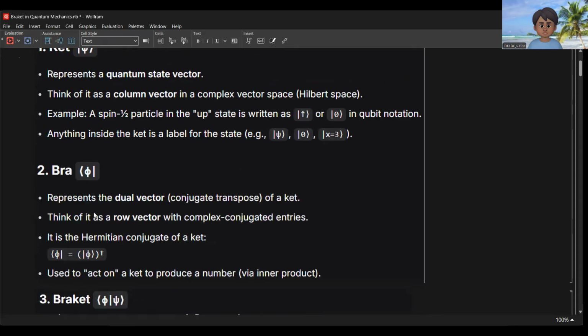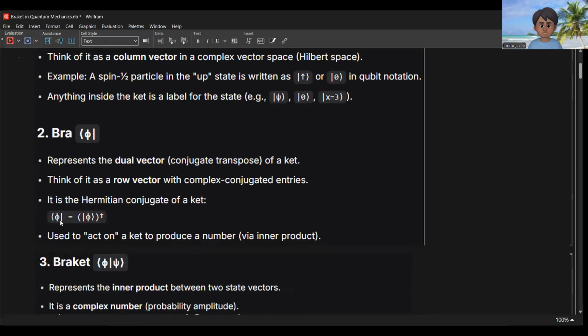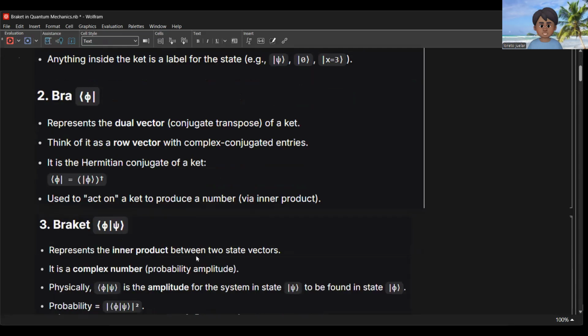Then we have the bra. The bra represents the dual vector, the conjugate transpose of a ket. Think of it as a row vector with complex conjugated entries. It is the Hermitian conjugate of a ket, that is, this bra of phi is equal to the Hermitian conjugate of this ket phi. It is used to act on a ket to produce a number via inner product.